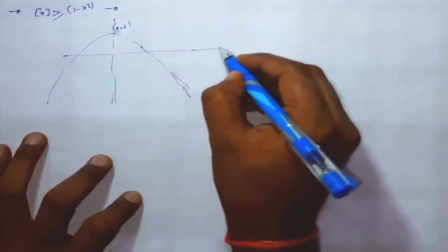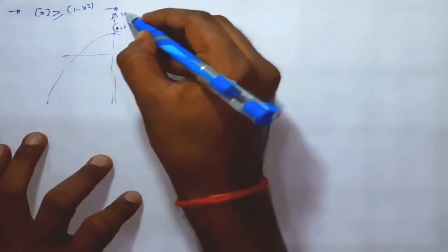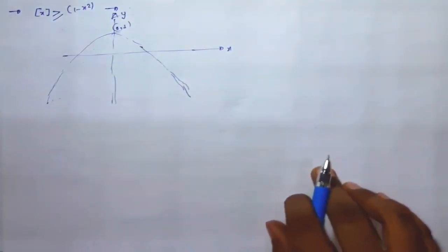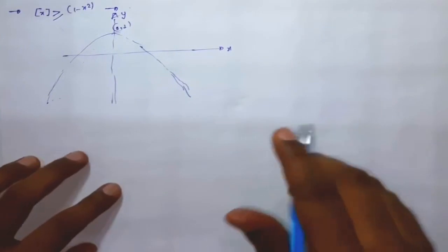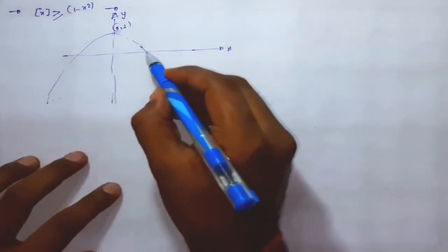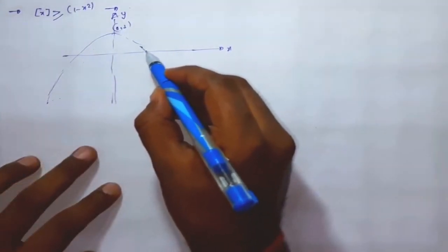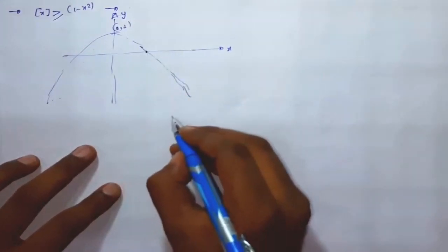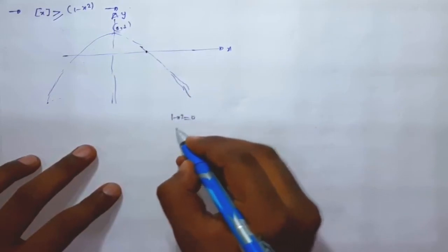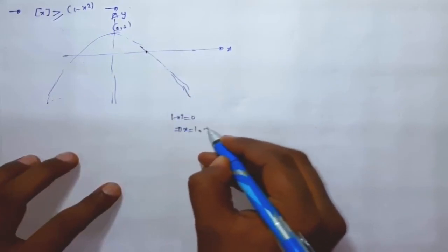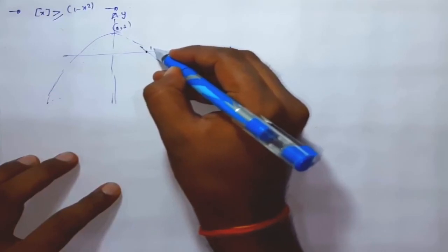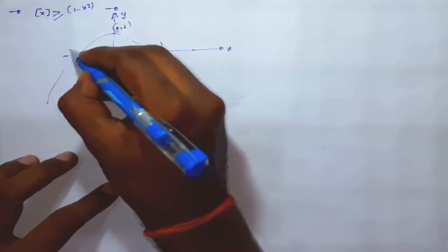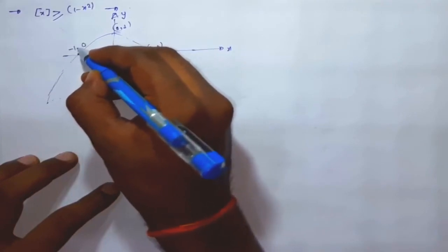This is the x-axis, this is the y-axis. Now we are going to draw the graph of the integral part of x. We don't know the coordinates of this point, so we will simply put y equals 0. That means 1 minus x square will be equal to 0, that means x will be 1 comma minus 1. So this will be 1 comma 0, and this will be minus 1 comma 0.